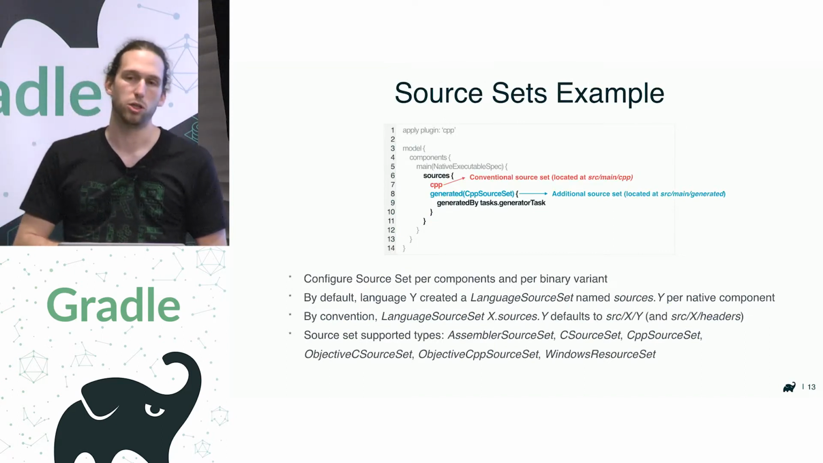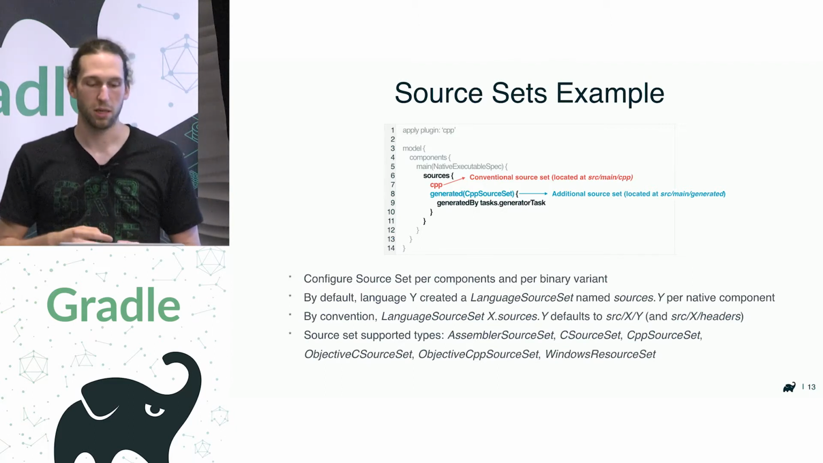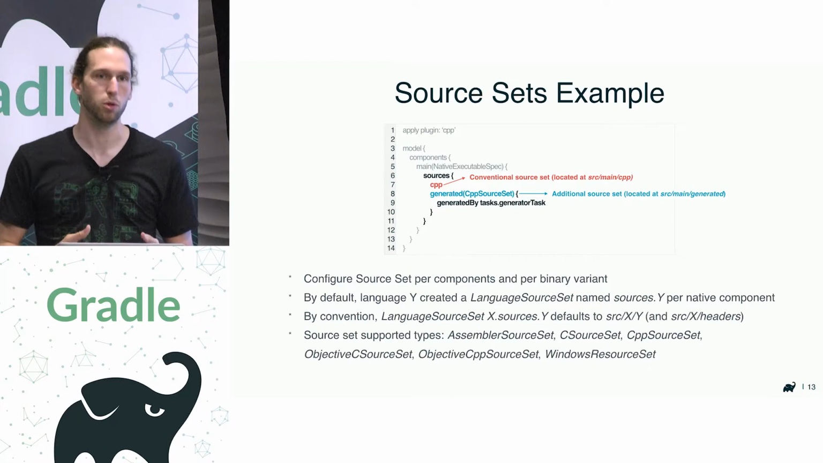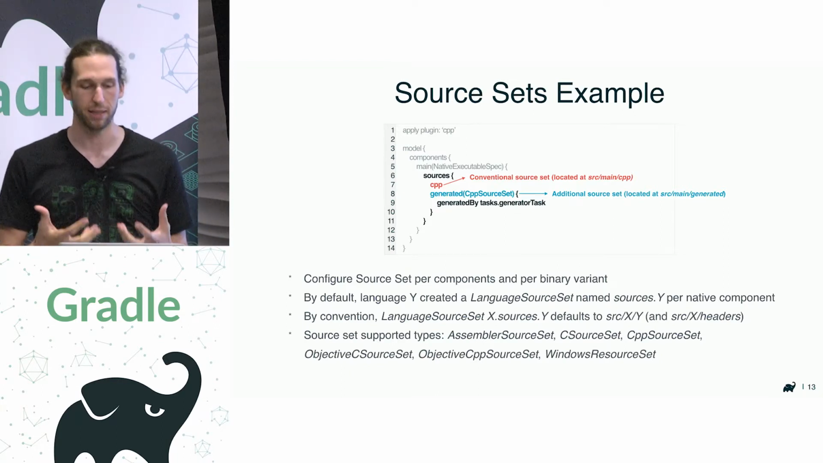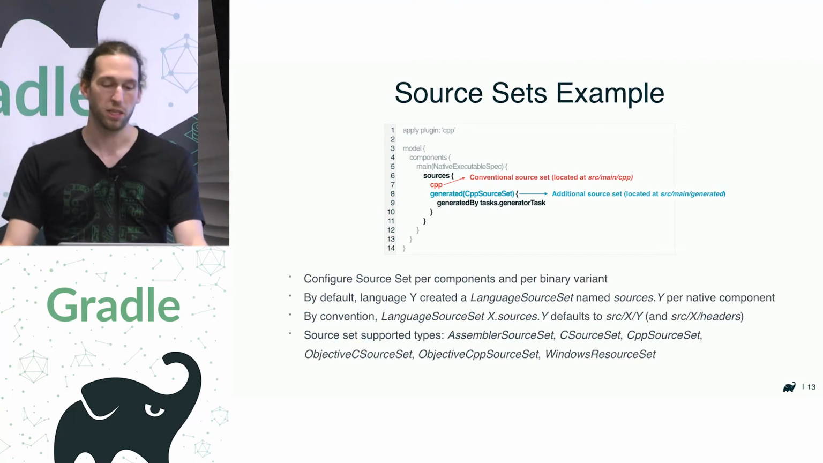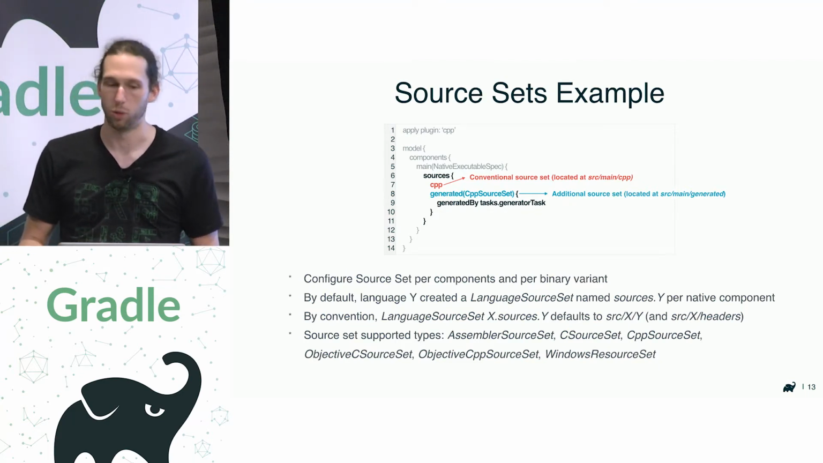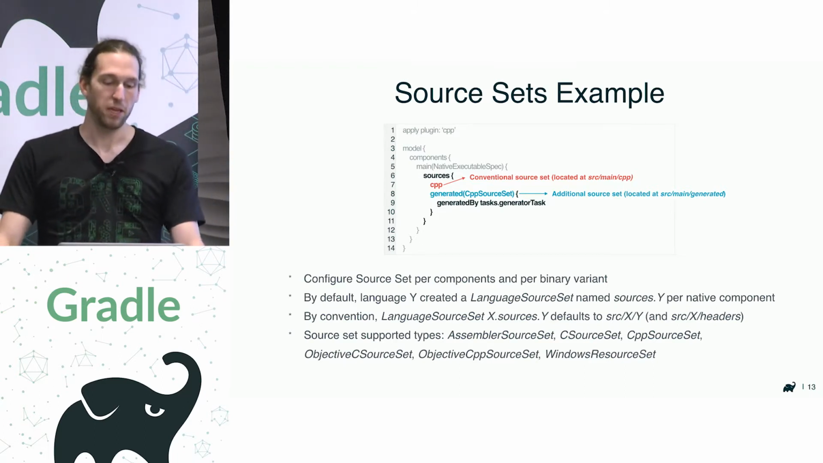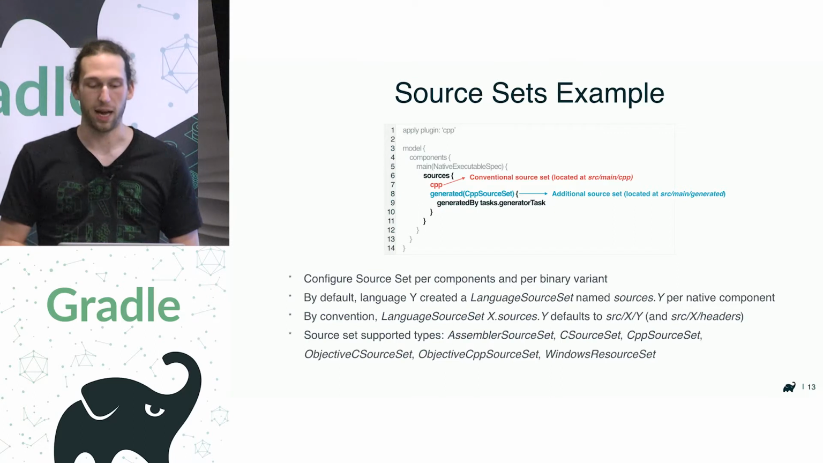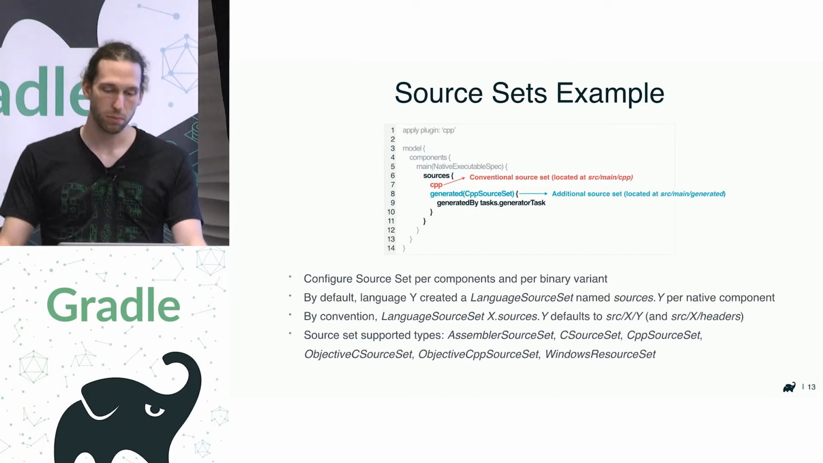Native support also has the concept of language. The source set model is really there for configurability, to be able to configure where your sources are and all the sources that participate in building that component. It represents a set of source and headers of a particular language. Could be C, C++, assembly, whatever you want. Each component and binary can be associated with one or more language source sets.